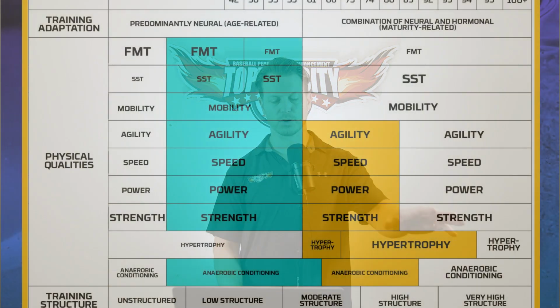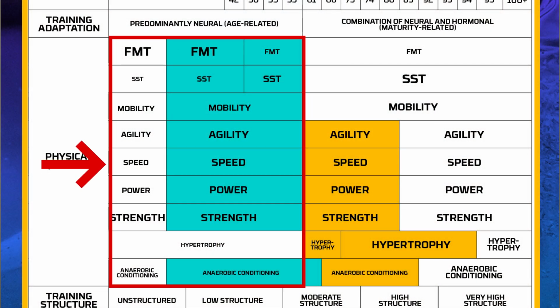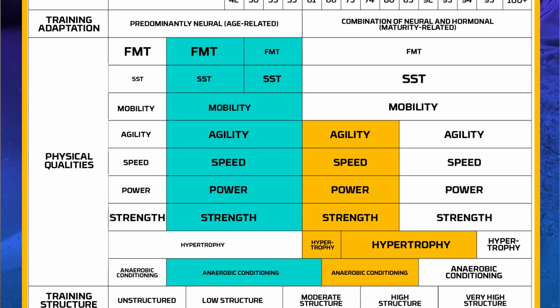So let's look at the next one, physical qualities. From 2 to 8, it's called fundamental movement training, and that goes along with the predominantly neural adaptation. What that means is we're working on how to squat correctly, how to lunge correctly, how to run correctly, how to jump correctly, how to jump in different directions. Those are the basic foundations of fundamental movement. That should be the focus, right?